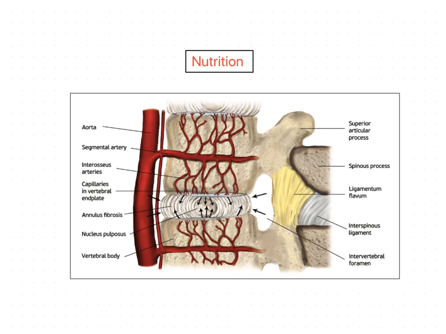Now we will move on to the nutrition. The intervertebral disc does not receive blood supply from any major arterial branches. Here you can see the metaphyseal arteries, which come as segmental arteries from the aorta. These metaphyseal arteries form a dense capillary network, the first capillary plexus, at the base of the end plate.